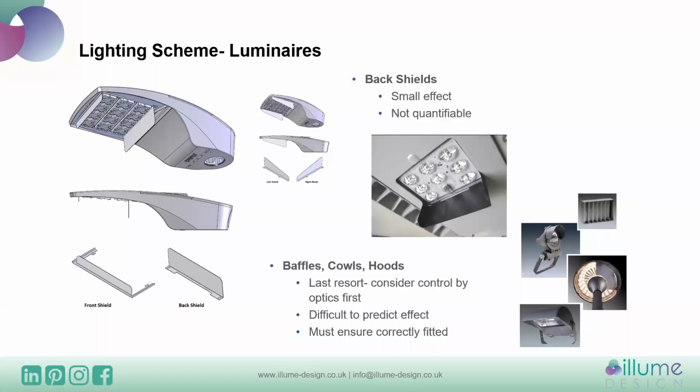But where back shields are used, it's worth noting that they have quite a small effect. A lot of people think that they're like quite a magical solution. We'll apply a back shield and no light will be going backwards from that light. But that's not actually the case. Often they only reduce light spill by maybe 1 or 2 meters, considering the 0.5 lux line. So they don't have a huge effect.